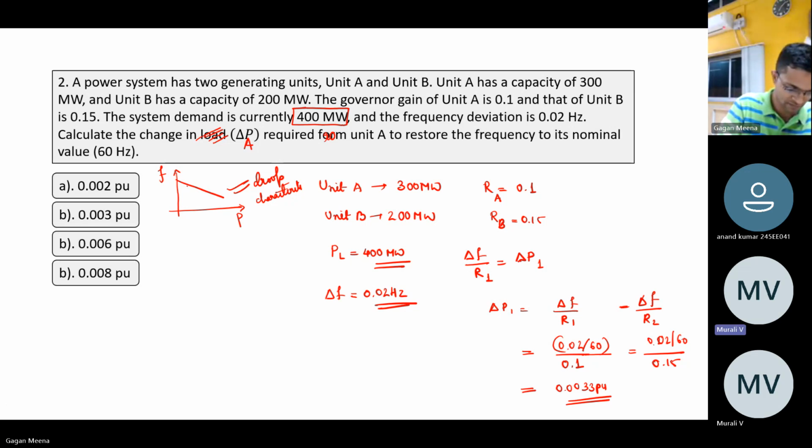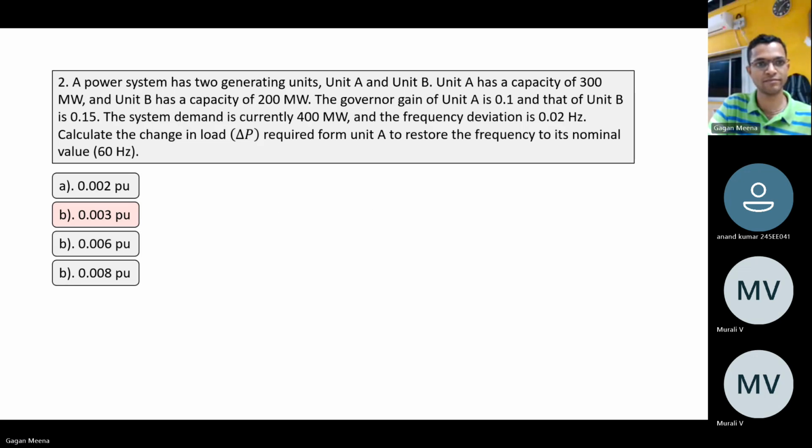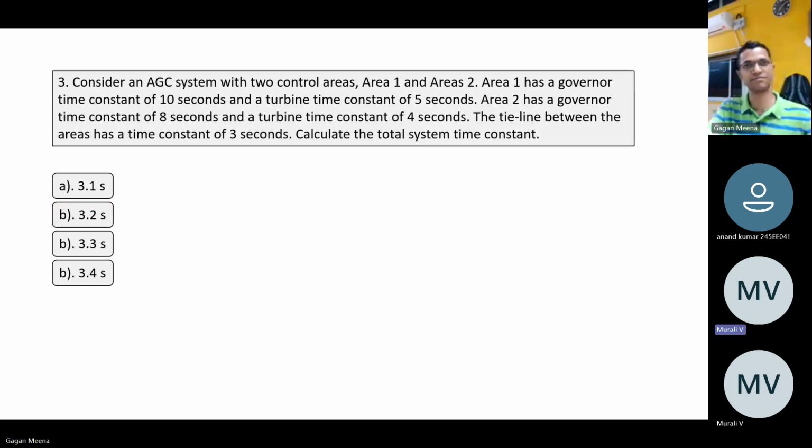0.02 by 0.15 by 60. 0.0022. 0.0022. Yes. Okay, this is correct. Answer B is correct.